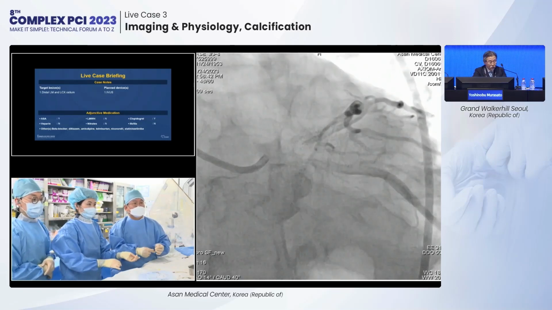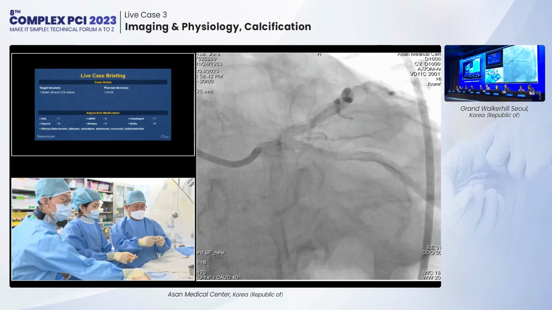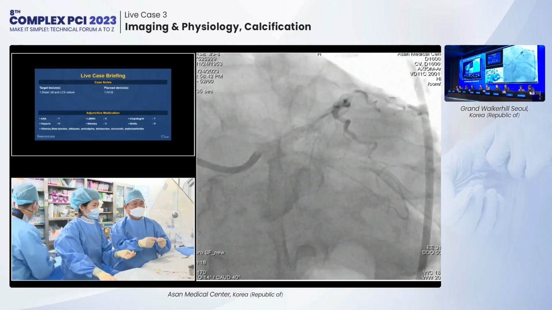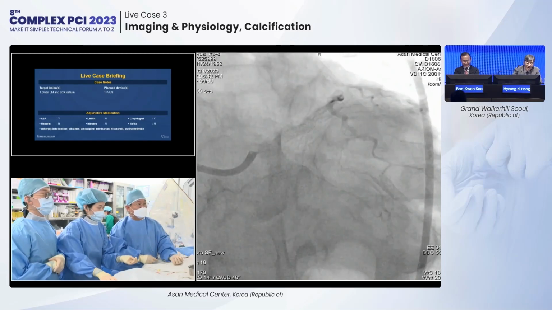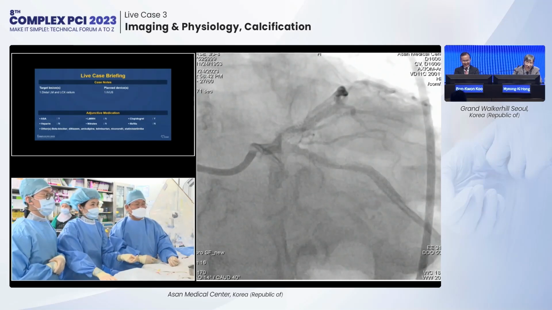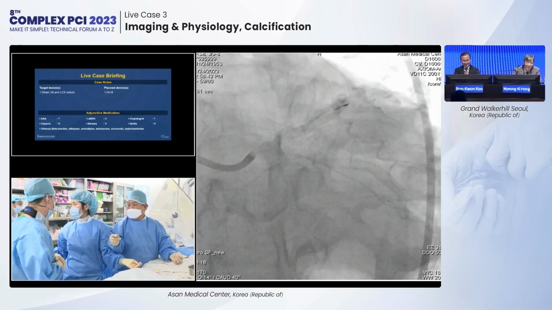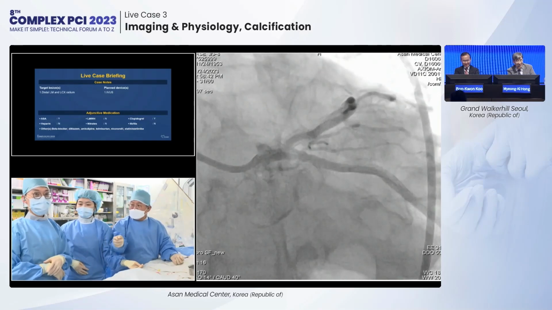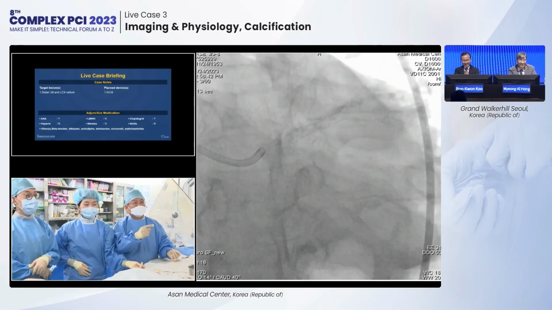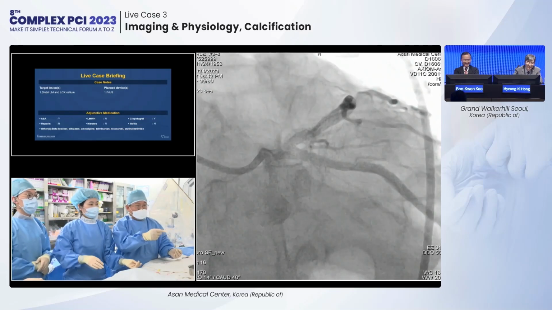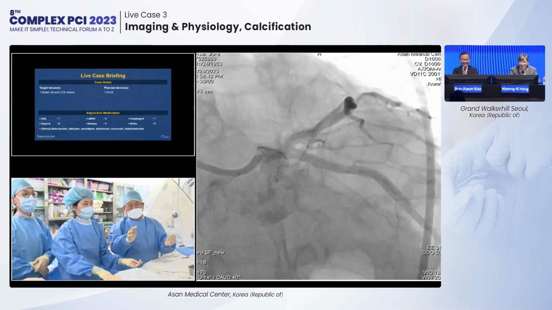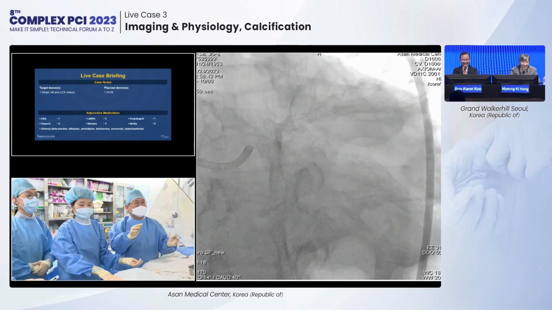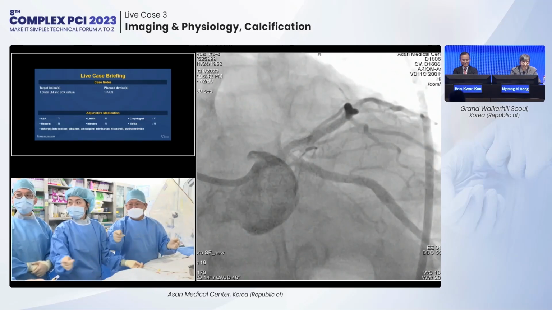Dr. Murasato preferred the OCT. Please show us any kind of image. Yes, first of all, I insert the wire into the LAD and circumflex, so we perform the IVUS evaluation first. Not OCT? We will show it. Our technicians are preparing the OCT evaluation according to their suggestion, so please wait for a while. Anyway, could you show his IVUS finding?